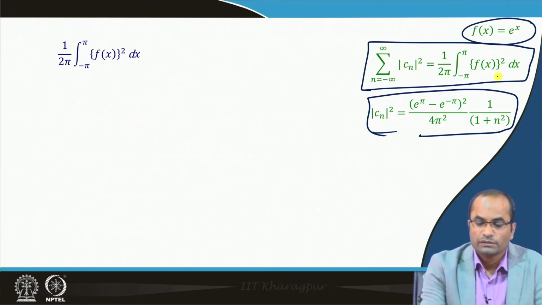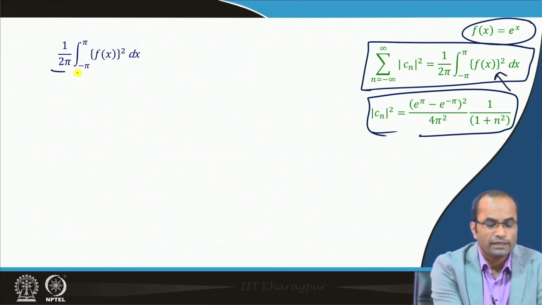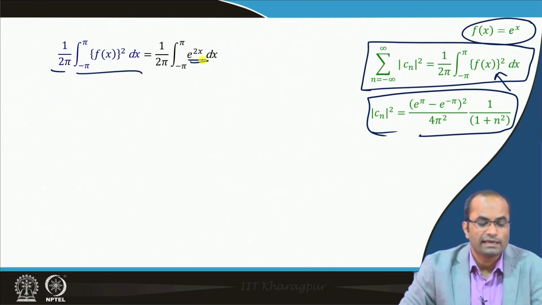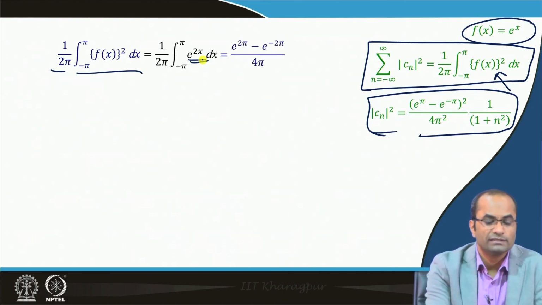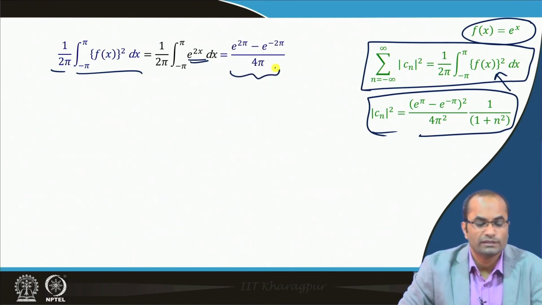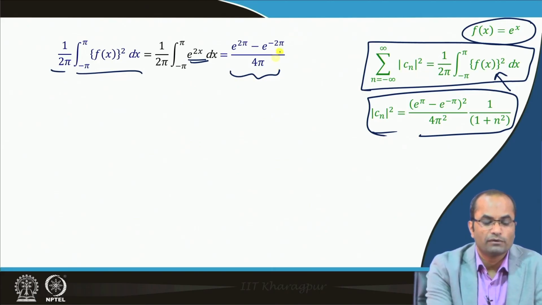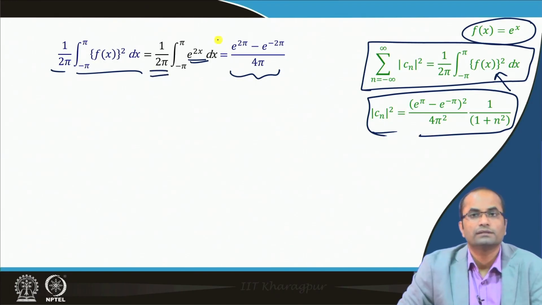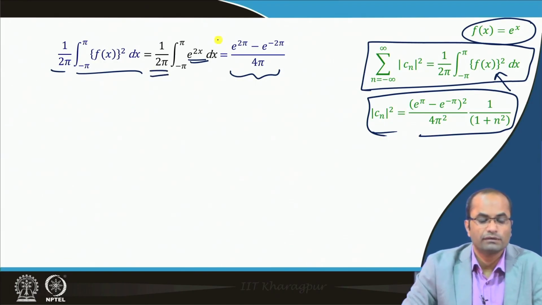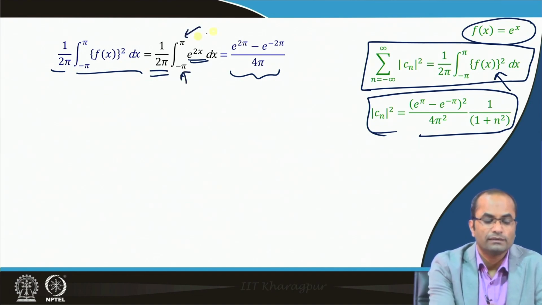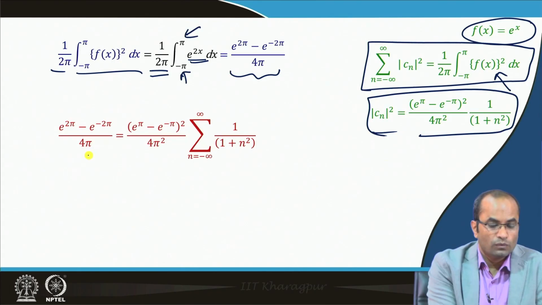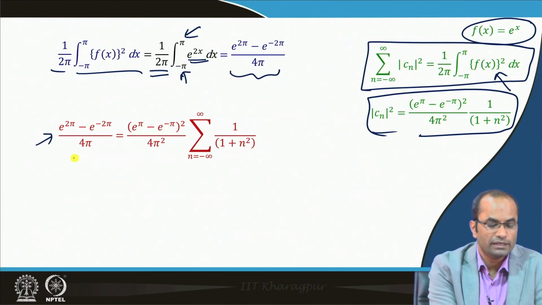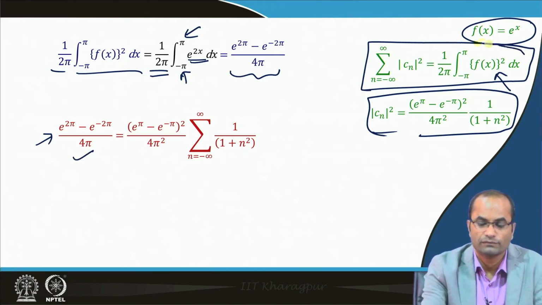So, we will compute the other side of the identity: 1 over 2π times the integral of f(x) whole squared, so 1 over 2π, we have e^x and then the square, so e^(2x) dx. Which is written here as (e^(2π) − e^(−2π)) divided by 4π, because the integral of e^(2x) is e^(2x) divided by 2, and then we have substituted plus π and minus π there. So we have (e^(2π) − e^(−2π)) divided by 4π, that is the other side of Parseval's identity.